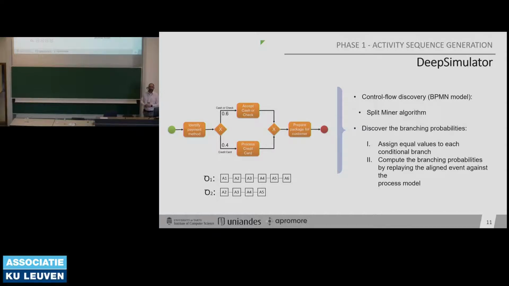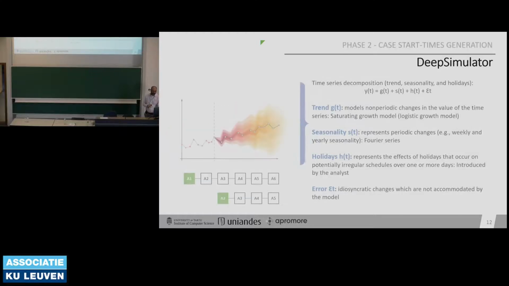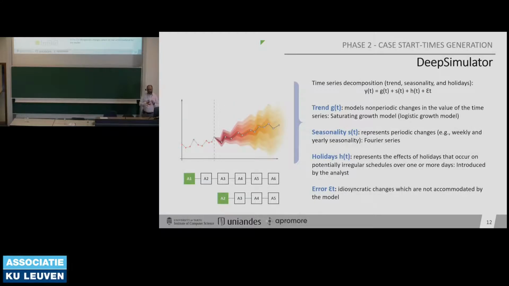So the first phase is to discover a stochastic process model, right? We discover a VPN model, and then we replay the event log, we enhance this model with probabilities, and we can generate sequences that are present in the log and that maybe are not present in the log as well. So we can generate sequences in here. This is the part that we are taking from the data-driven simulation, right? Just sequences of activities.